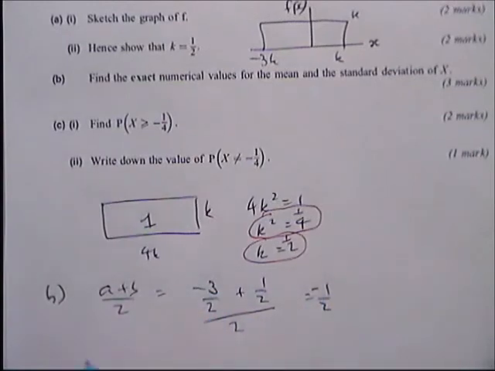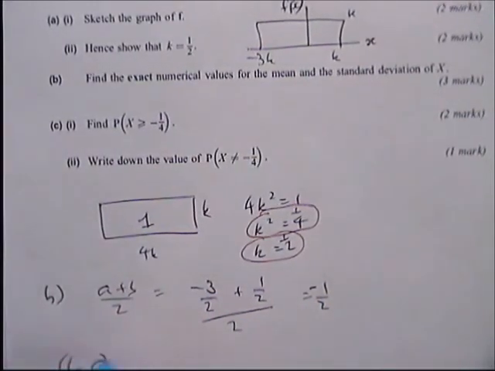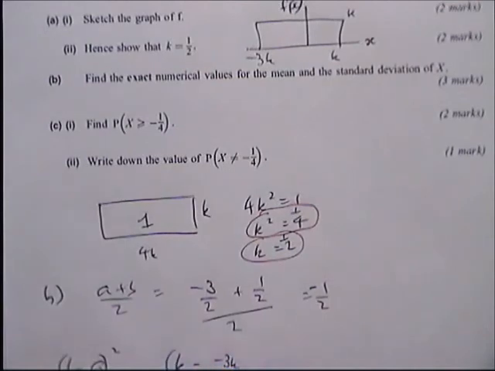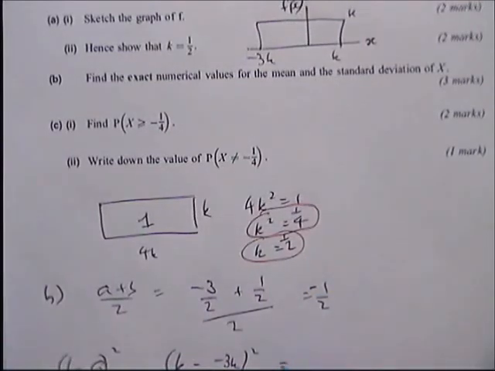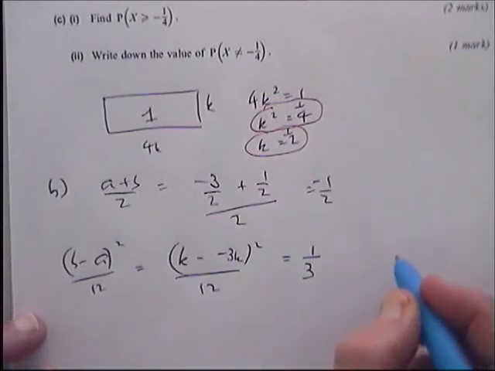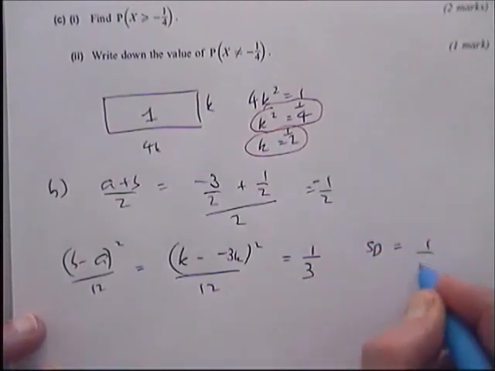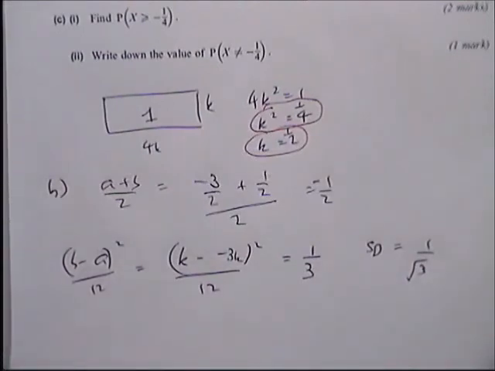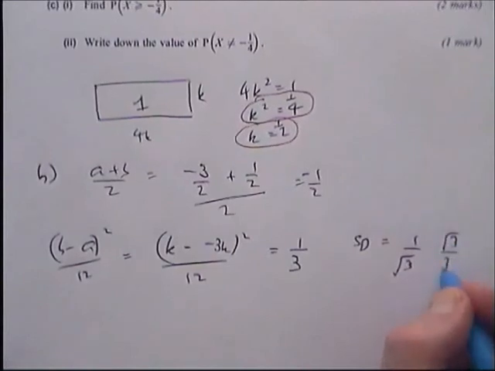Thank you very much. And the variance was b minus a, all squared, over 12. B is k, a is minus 3k, squared over 12. We know that k is a half. Substitute that in, and they say that the variance is 1 over 3. That's for the variance. They want the standard deviation, so the standard deviation will be the square root of that, so it's 1 over root 3. What about root 3? Yeah, if you want to do it, it's root 3 over 3.